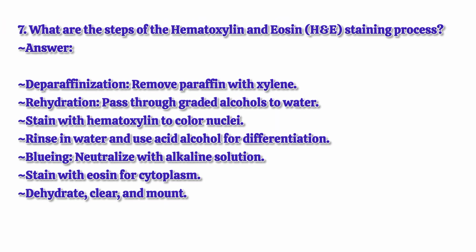7. What are the steps of the hematoxylin and eosin, H&E, staining process? Answer. Deparaffinization, remove paraffin with xylene. Rehydration, pass through graded alcohols to water. Stain with hematoxylin to color nuclei. Rinse in water and use acid alcohol for differentiation. Bluing, neutralize with alkaline solution. Stain with eosin for cytoplasm. Dehydrate, clear, and mount.